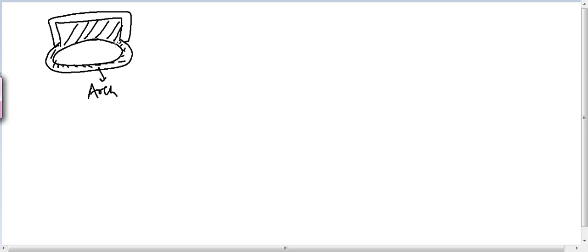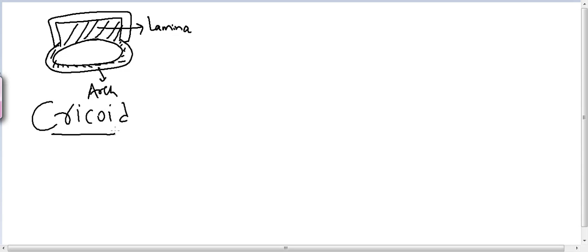So anteriorly this is the arch, and this is the lamina. So there are two parts of cricoid cartilage. One is anteriorly the arch and the other one is posteriorly the lamina of cricoid cartilage. This cricoid cartilage is thicker and stronger than the thyroid cartilage.